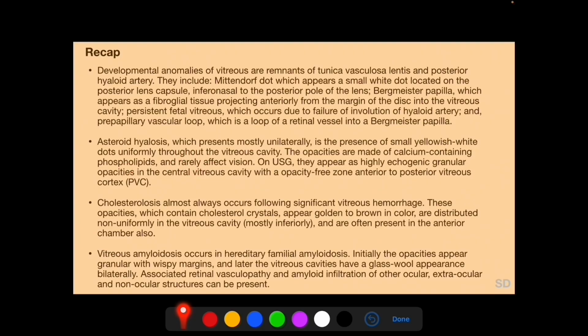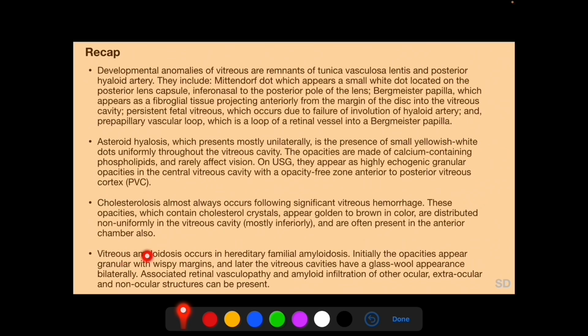On ultrasound B scan, they appear as highly echogenic granular opacities in the central vitreous cavity with an opacity-free zone anterior to the posterior vitreous cortex. Cholesterolosis almost always occurs following significant vitreous hemorrhage. These opacities, which contain cholesterol crystals, appear golden to brown in color, are distributed non-uniformly in the vitreous cavity, mostly inferiorly, and are often present in the anterior chamber also.